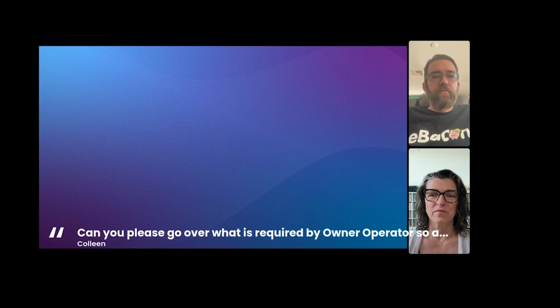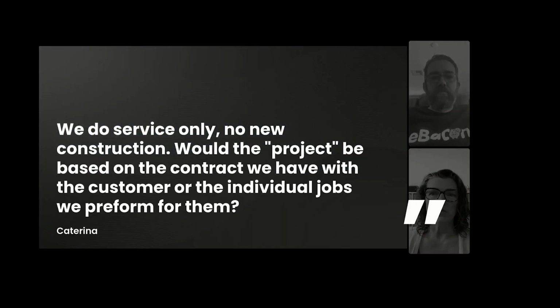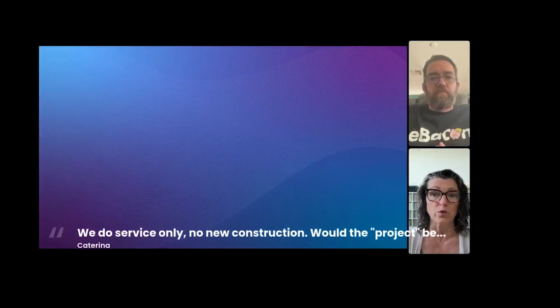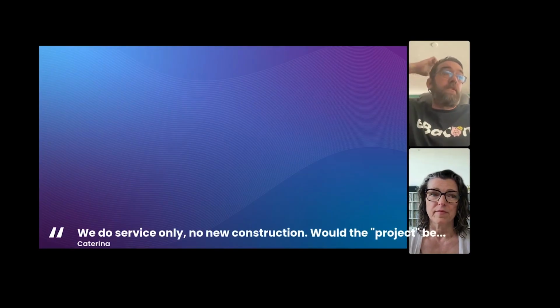Very good. We do service. Katerina says we do service only, no new construction. Would the project be based on the contract we have with the customer or the individual jobs we perform for them? So the contract itself, if it's a service job, if it's still under the prevailing wage project, then it would be there. If it's under the Service Contract Act, it would be the Service Contract Act wage determination. And if you're doing work that's outside of the scope of the prevailing wage project, you would not have to do any reporting on that, and that would just be paid at their appropriate private rate of pay.